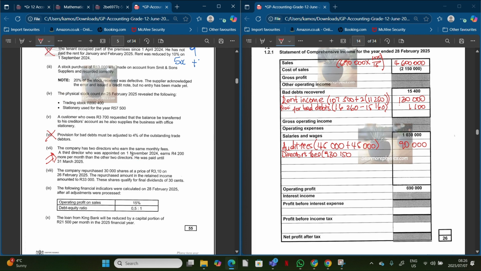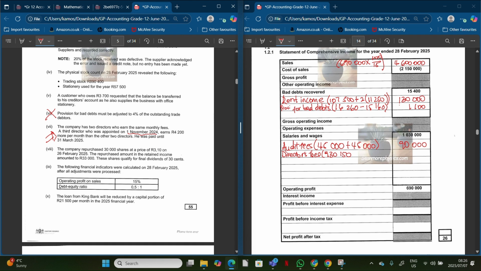So obviously, the moment you see that it is 1st November 2024, you already know that you need to start calculating correctly, right? Then they say that he earns 4,200 more per month than the other two directors. Then they say that he was paid until the 31st of March. So meaning that we need to reduce the salary that he received for March, because remember that this income statement ends in February, right? So let's literally do that adjustment and actually see what we get. I want us to do it carefully together.